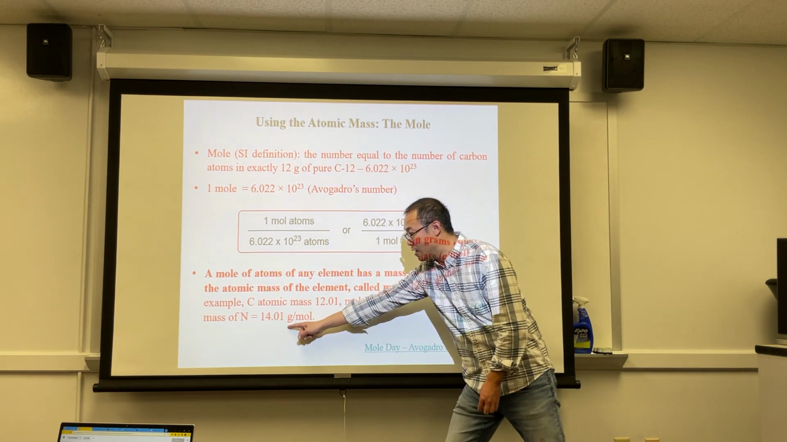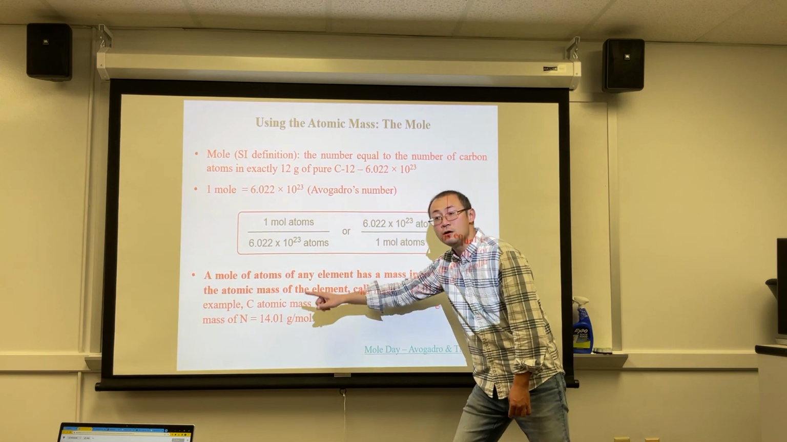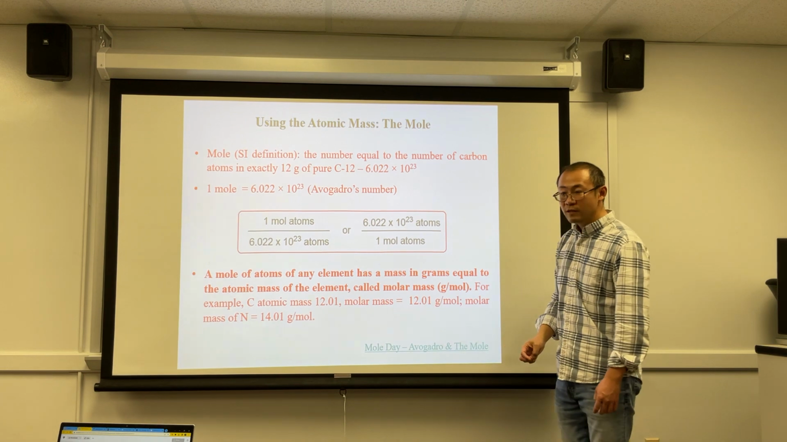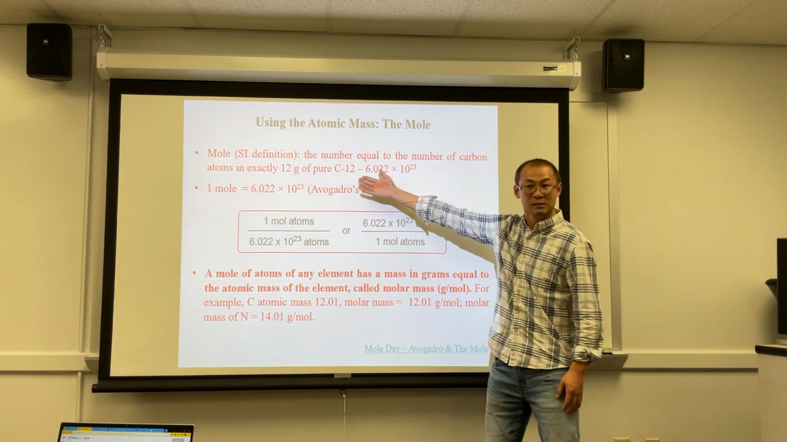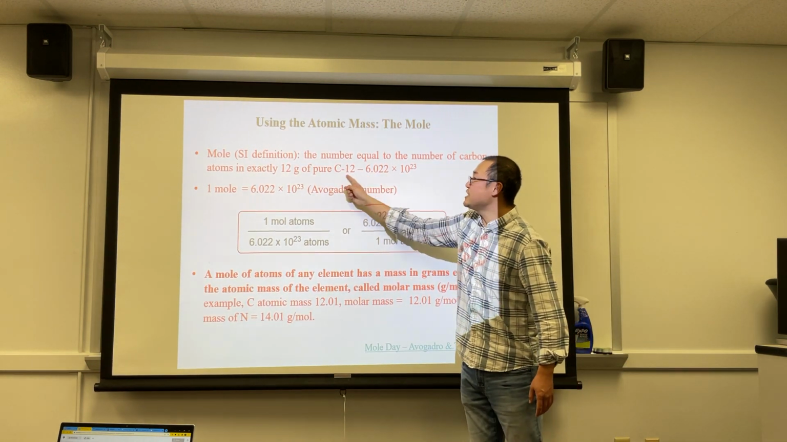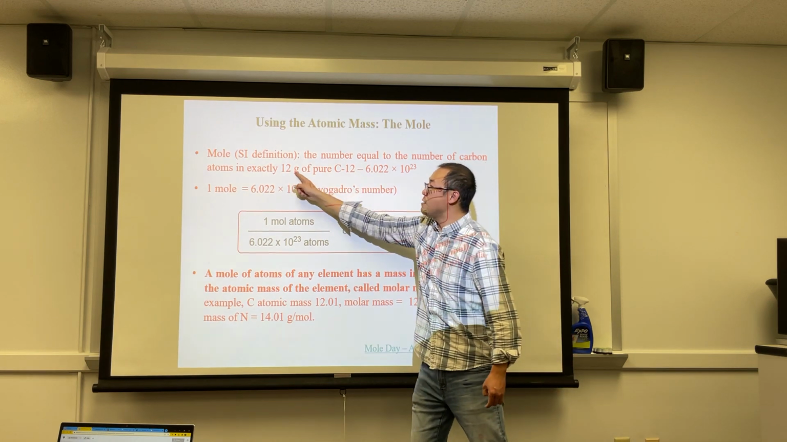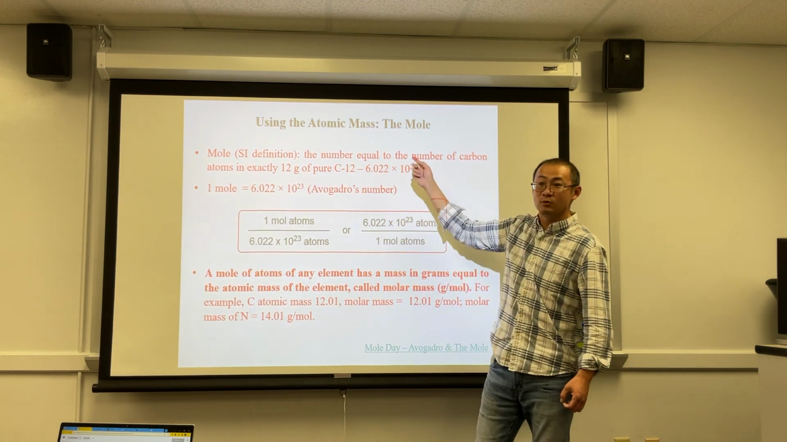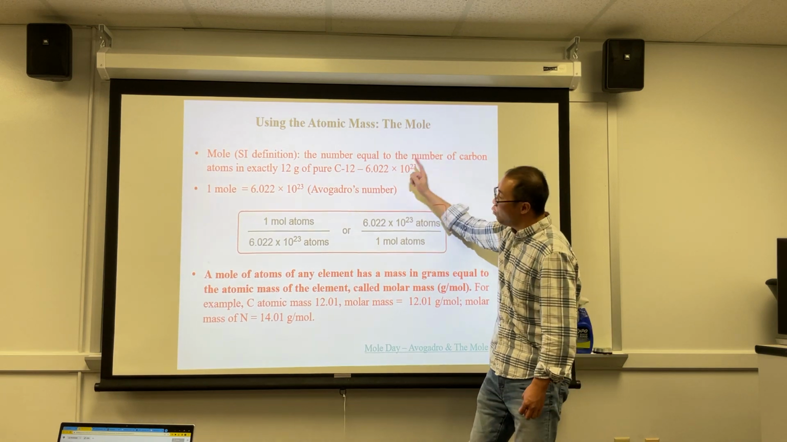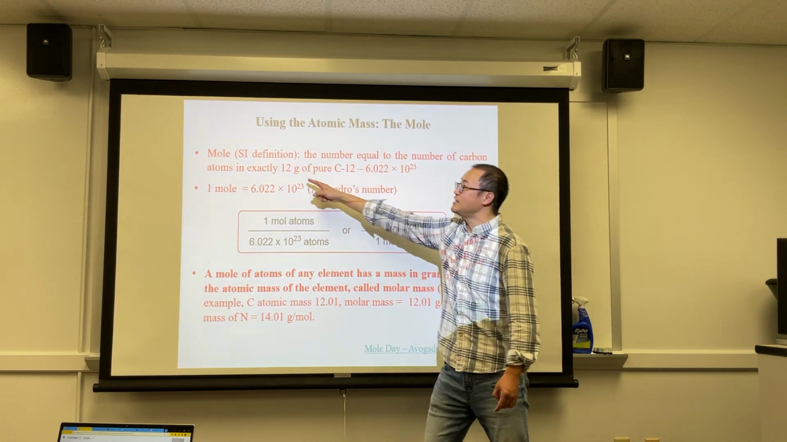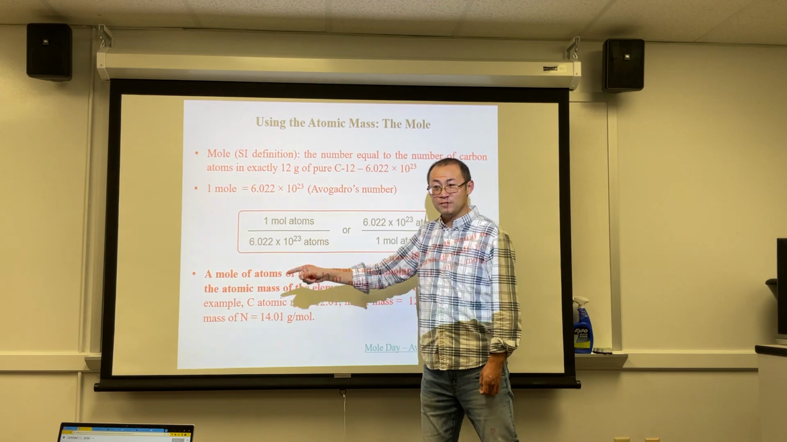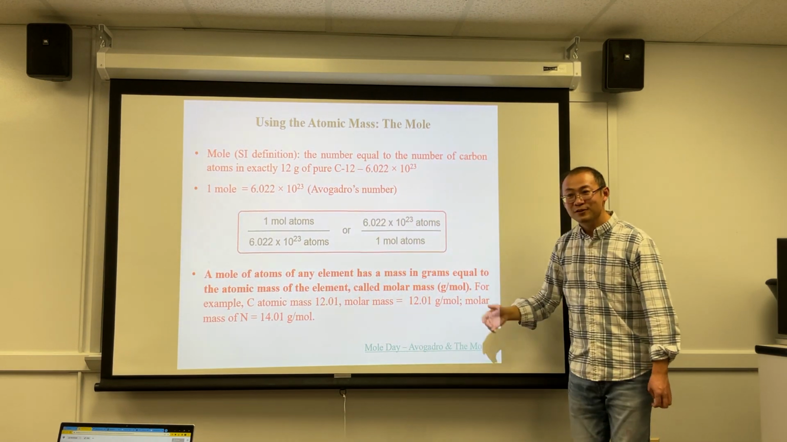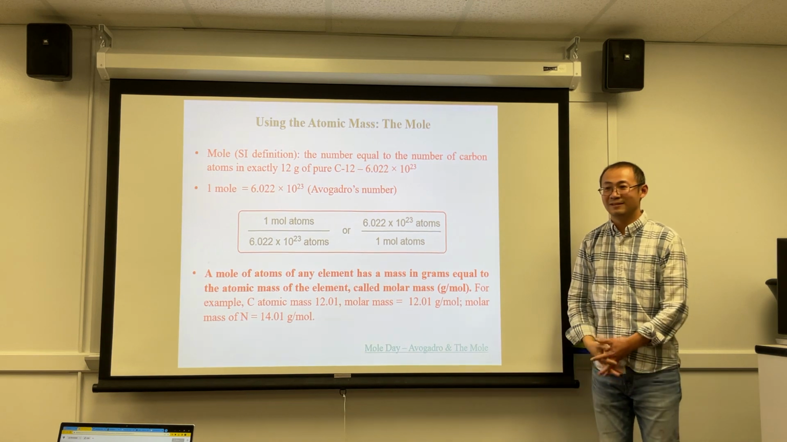Again, the unit should be what? Grams per mole. Because one mole is how many grams? Okay, how can we do that? Take a look. 12 grams of C-12 is what? Is one mole. So that means one mole of C-12 is how many grams? 12 grams. We define it. That is where we can use it on anything. Does it make sense?